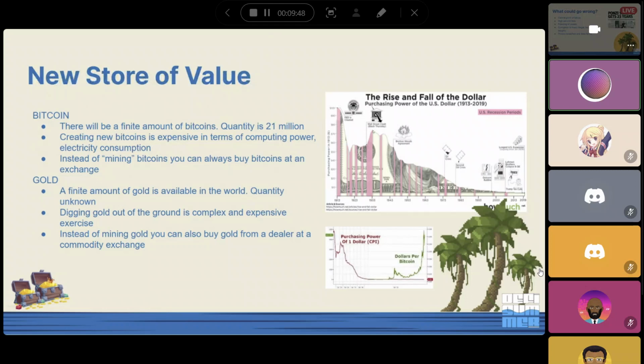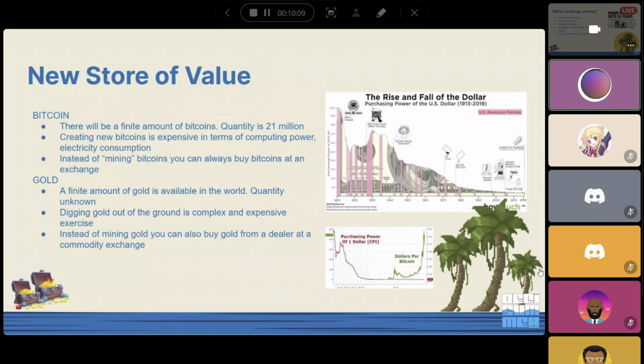Creating new gold or digging gold is complex and expensive. That can be equated to cryptocurrency mining, gold mining with crypto mining. You have to put in a lot of work to actually get that Bitcoin, and there's only a limited amount. And instead of mining Bitcoins or mining gold, you can buy Bitcoin, you can buy gold. You don't have to be the miner.